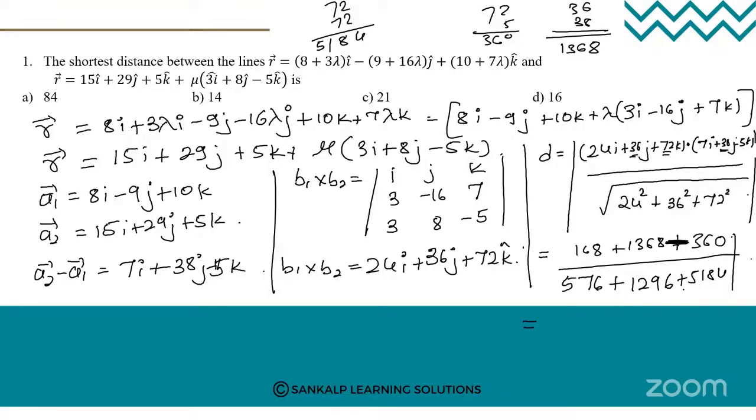So how much is this? This plus this minus this. 1176 divided by 7056 under the square root. 1176. The last digits 56, that means the square root is 84, which is 14 if you cancel. So what is the distance? 14. That is option B.